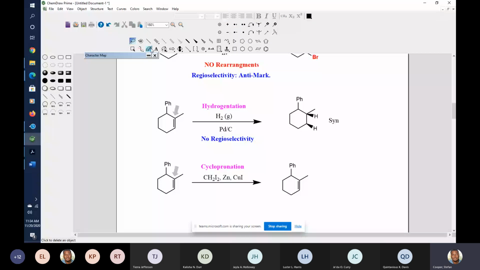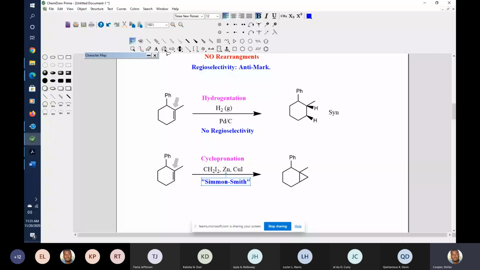So again, I'm just going to draw a three-member ring attached to where the double bond was present. This reagent has its own name. It's called the Simmons-Smith reagent. Again, those technical details are not important. If you go to grad school, sure, they will hopefully like to hear that you know the name of the reagent. But if you're not heading that way, you're A-okay. There's no regioselectivity here, and there are no rearrangements.